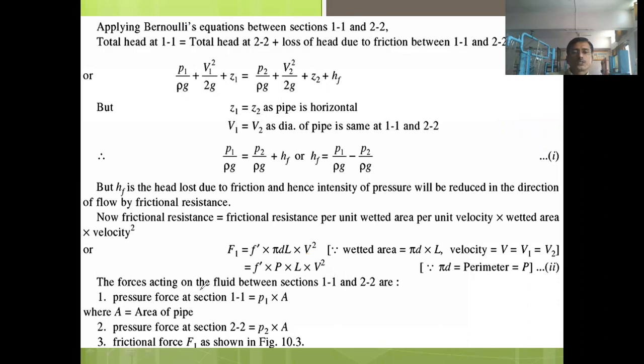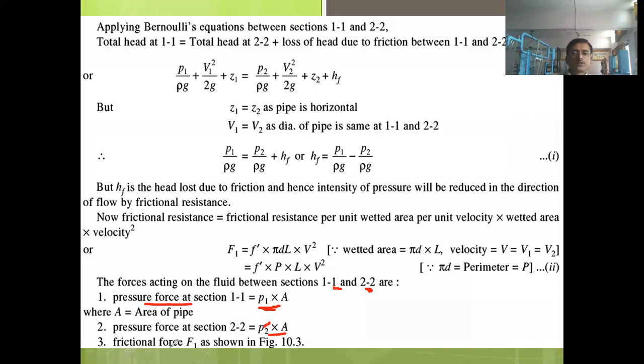The forces acting on the fluid between section 1 and 2 are, what are the various forces acting between these two sections, section 1 and 2? The forces that are acting are pressure forces. At section 1 it will be P1 into area. P1 is the pressure intensity multiplied by the cross section area. Then the pressure force at section 2 will be equal to P2 into area, that is pressure intensity at section 2 multiplied by area, right?